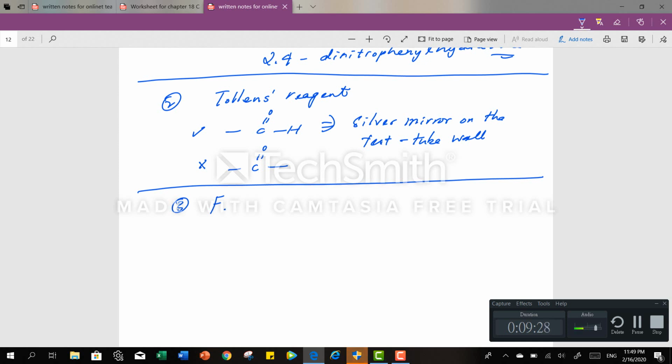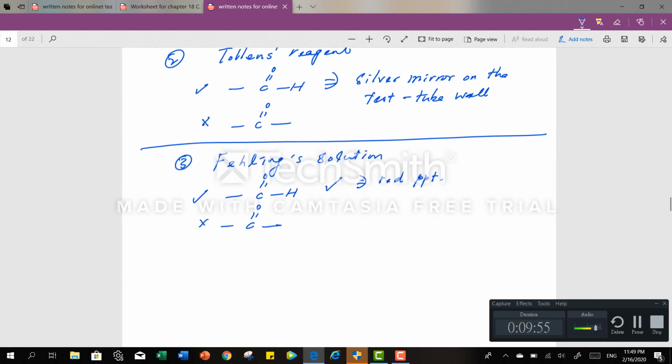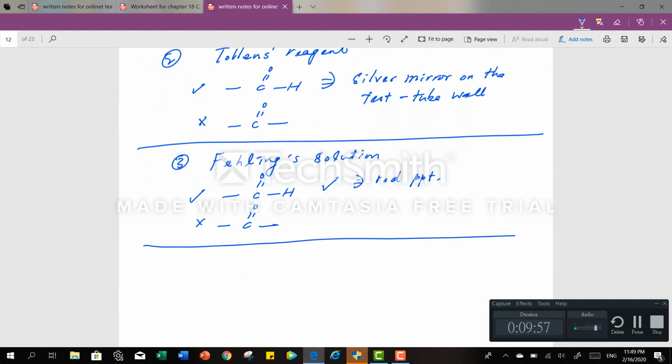Oh, the last one is called, I forgot how to spell it. Let me look at the handout first. Yeah, Fehling's reagent. Fehling's solution is also used to test for aldehyde, but not ketone. If there is a positive result, then you will see a red precipitate. Okay, I will explain the reactions a little bit for this one later.